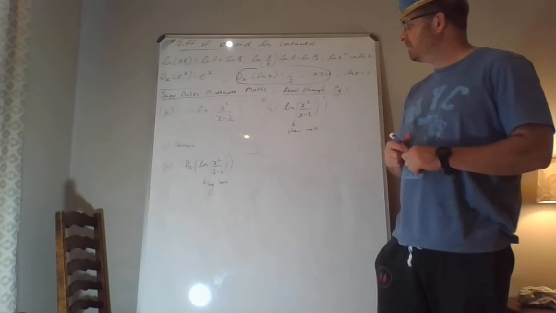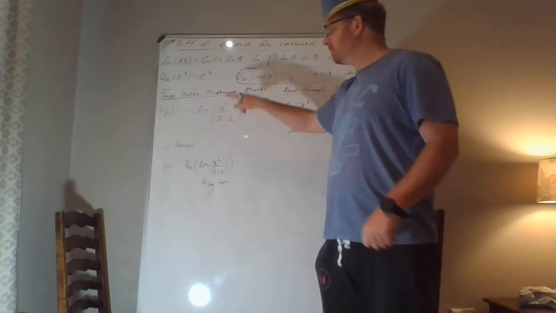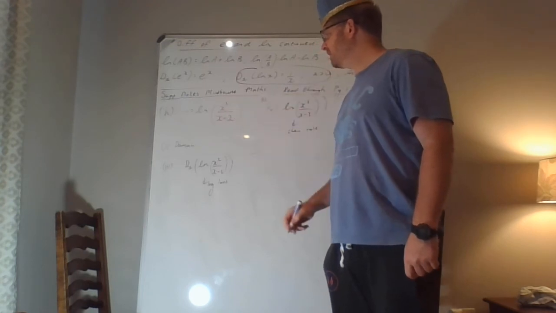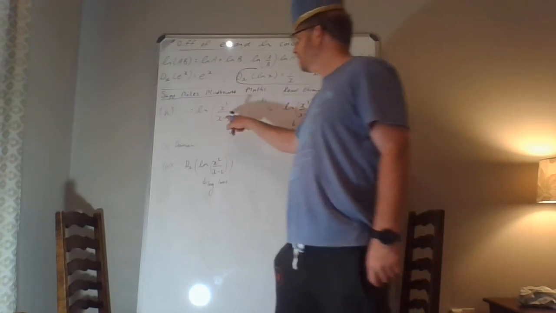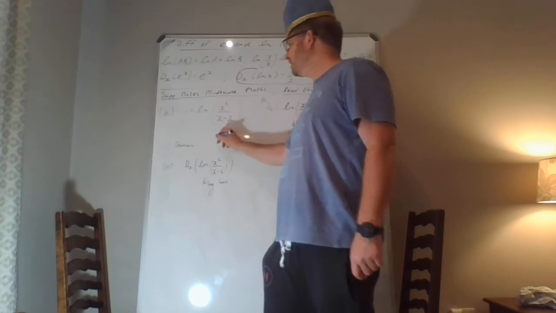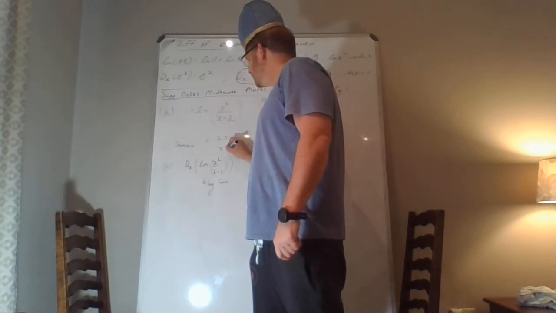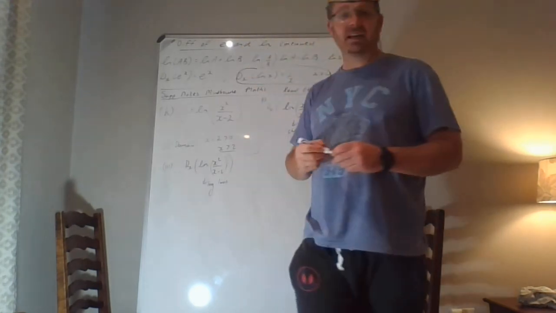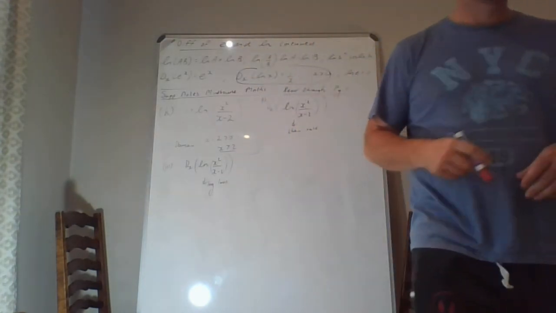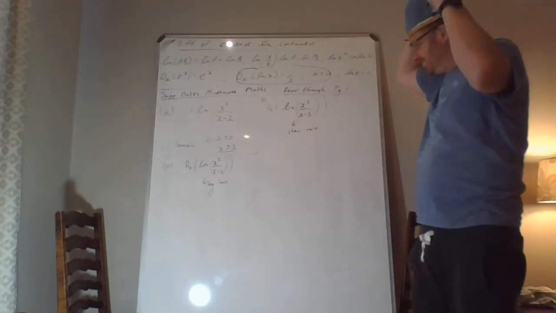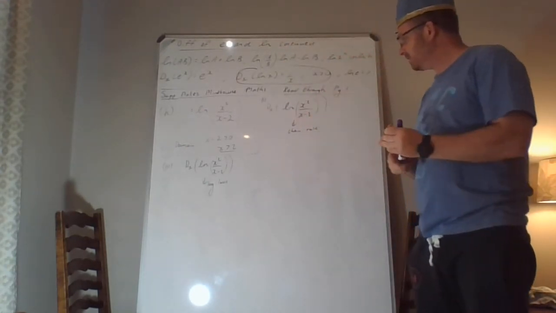So the domain, well, that whole thing has to be positive, and x squared is always positive. So the only criteria then is that x - 2 must be bigger than 0, so your domain is x is bigger than 2, right? Here's your domain. And then what I want you to do is differentiate this, find the derivative of ln of x squared over x - 2.